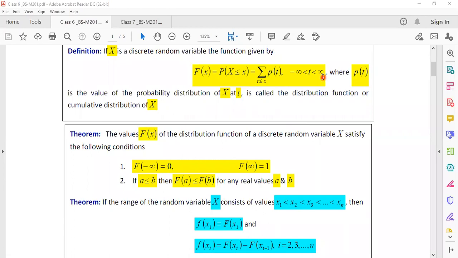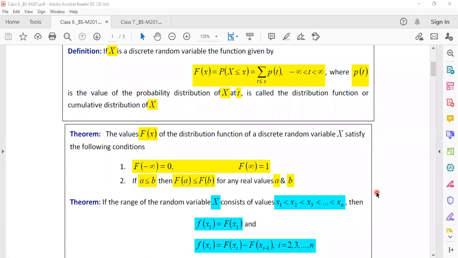I am taking a considerable amount of time to make you understand this, because since you are sitting for an online examination, this question may be asked, I shouldn't say will be asked, may be asked, that what will be the value of the distribution function at minus infinity and plus infinity. Then you have to remember that one value is 0 and the other value is 1 respectively.